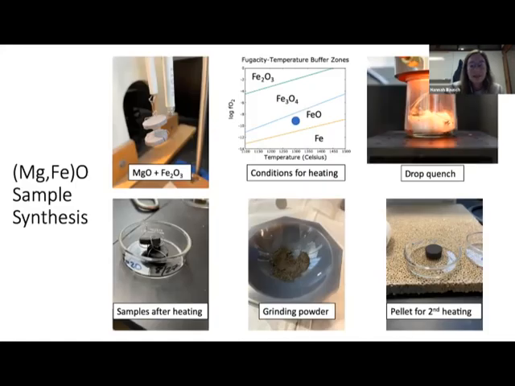While I've been performing these calculations, I've also been synthesizing MgFeO samples for the experiments. First, I mix the powders of MgO and hematite, pop them in a furnace at 1300 degrees Celsius in fugacity conditions within the Wüstite buffer zone for 24 hours, drop quench the samples so that they cool quickly in a controlled environment, crush, grind, and press the pellets again and put them all in for another 24-hour round. So we get well homogenized ferropericlase powder that we'll use for polycrystalline samples for shock experiments.